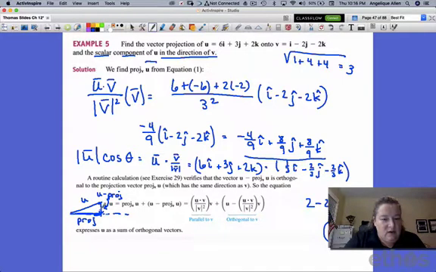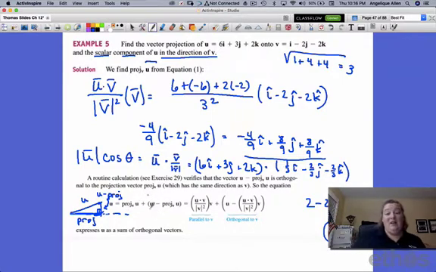So this is the right triangle. The hypotenuse is u, the horizontal is the projection, and the vertical is u minus the projection. Those are the three sides that make up the little triangle. So if we add these two vectors together, we get u.